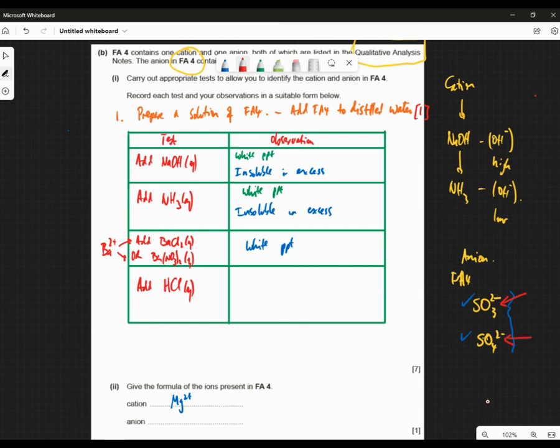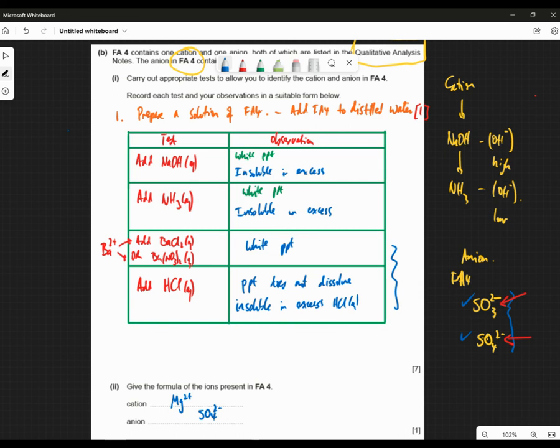And what you should have seen was the precipitate. Let me do it nicely. You've got to mention what happens to this precipitate. Precipitate does not dissolve, or something to that effect, or insoluble. Precipitate is insoluble in excess HCl. Okay. Now, knowing those two things, it means the anion is a sulfate ion.